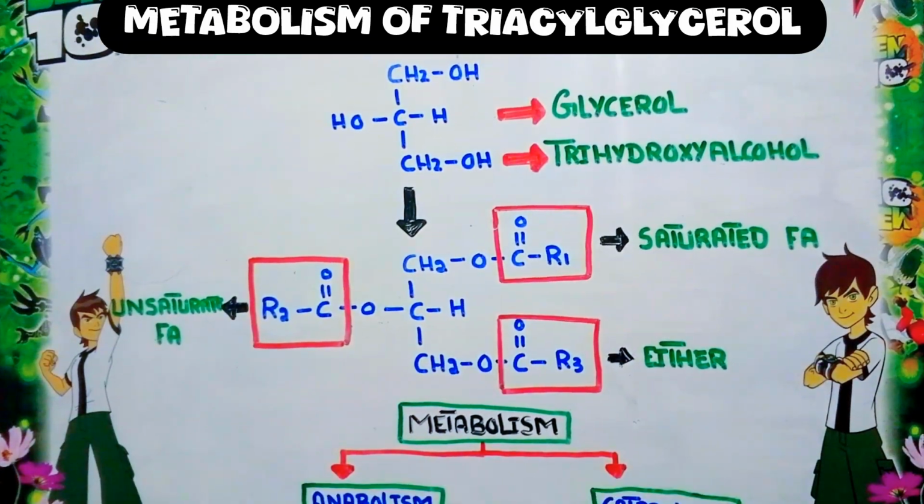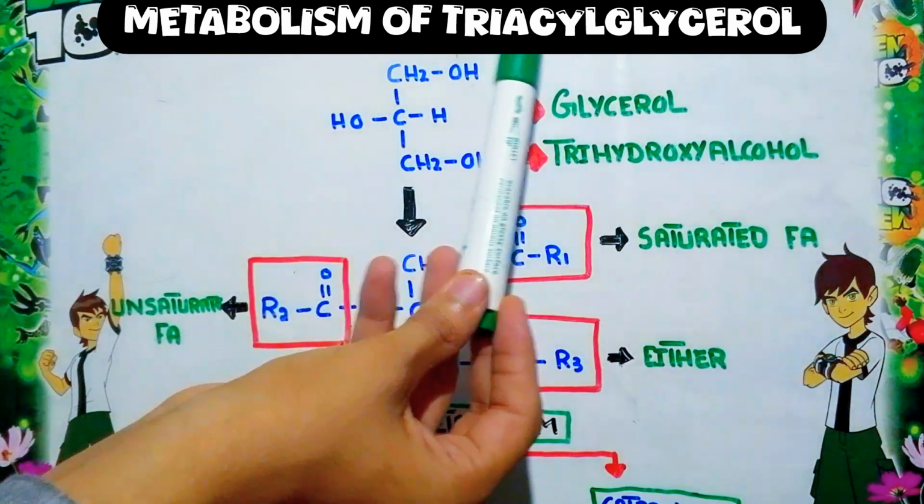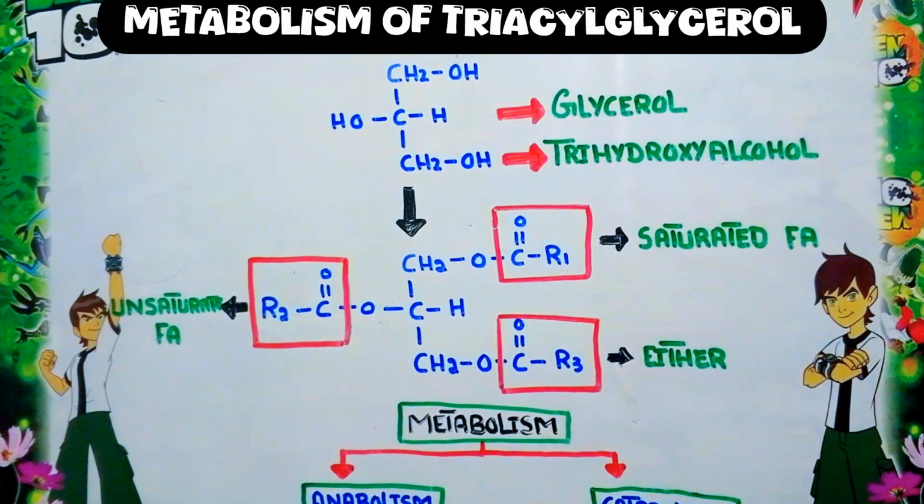Guys, in this video lecture we will be discussing the metabolism of triacylglycerol. Triacylglycerol is the most abundant lipid found in our body. In our body, 85 to 90% of the lipid is found in the form of triacylglycerol. So first of all, we will introduce the structure of triacylglycerol.